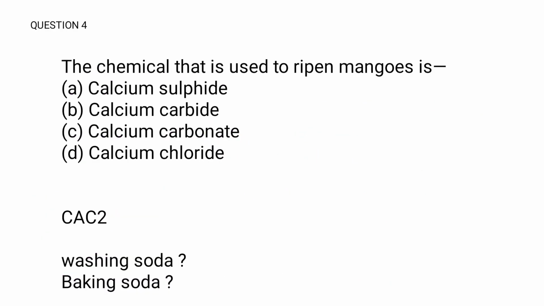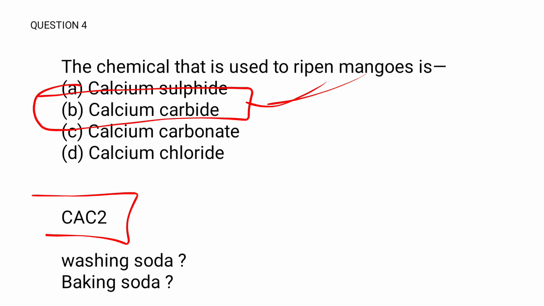The chemical that is used to ripen the mango is, that means if you want to ripen the mango, which of the chemicals is used in order to ripen it fast? The options are calcium sulfide, calcium carbide, calcium carbonate or calcium chloride. Here the answer is calcium carbide. Do remember, the answer is calcium carbide, and the chemical formula of calcium carbide is CaC2.